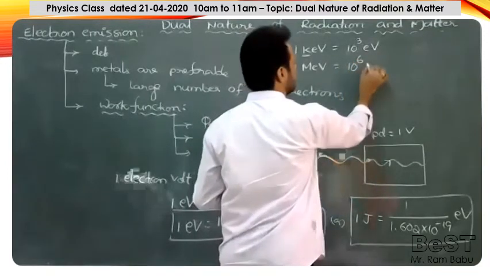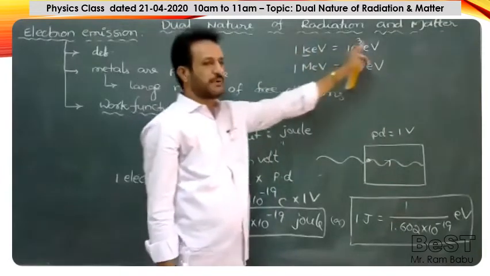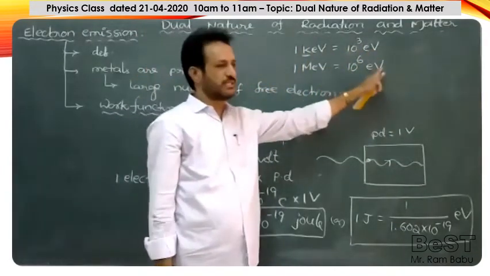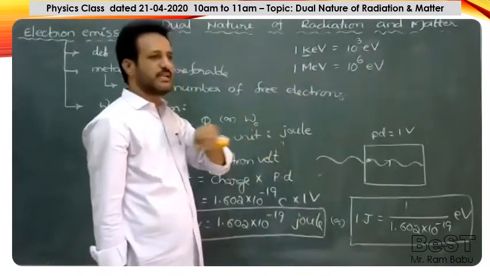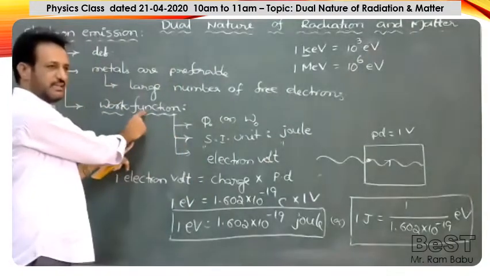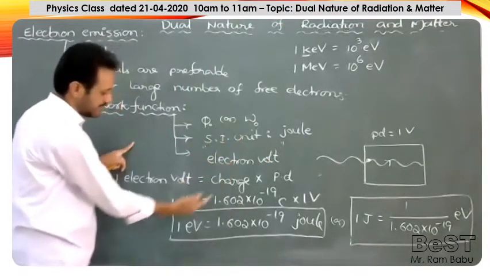That is 10 to the power 6 electron volt you should write. So 1 kilo electron volt is equal to 10 to the power 3 electron volt. 1 mega electron volt is equal to 10 to the power 6 electron volt you should write. If 1 milli electron volt is given, 10 to the power minus 3 you should write. So that is the work function of the metal, and what is the SI unit, and what is the practical unit, and what is the definition of the electron volt.